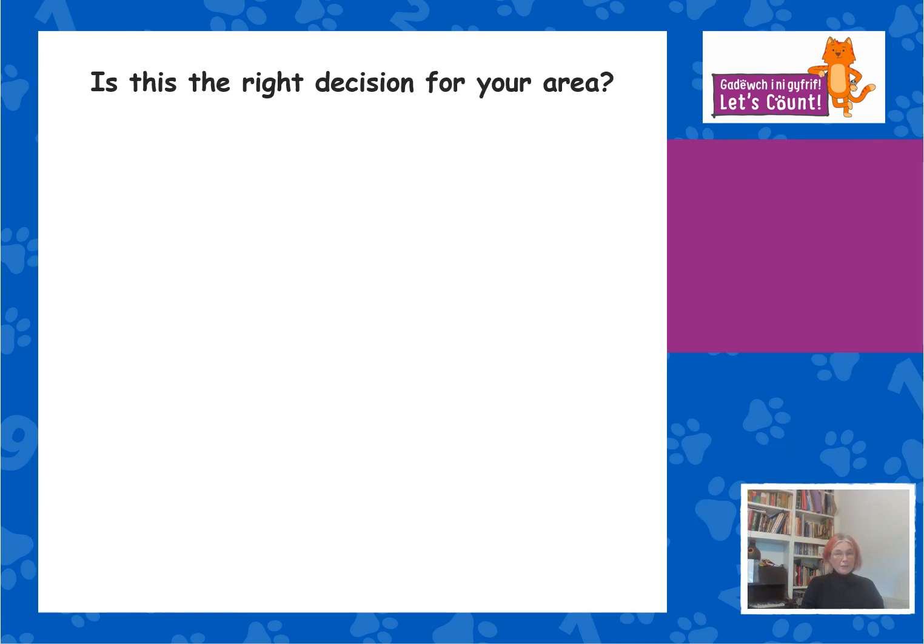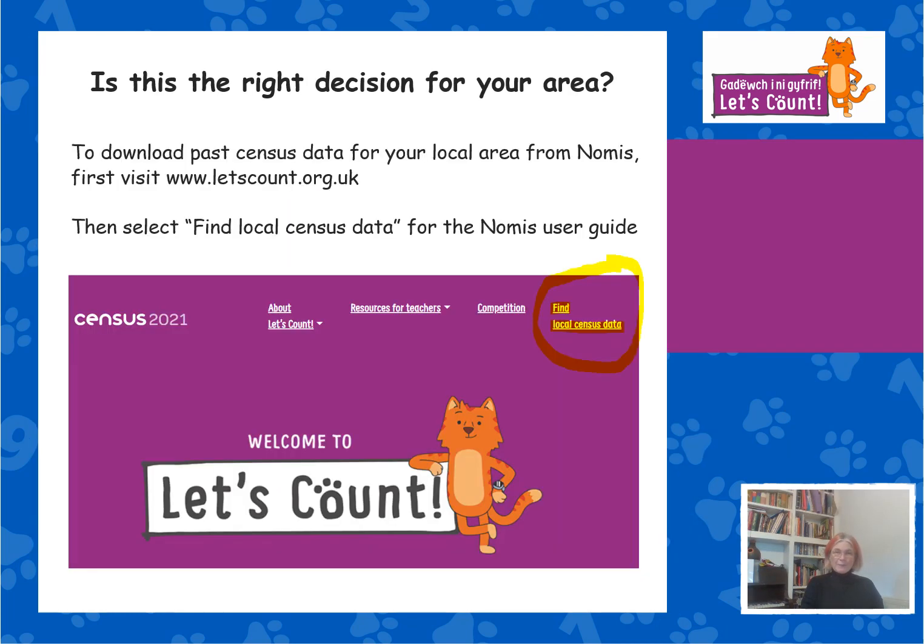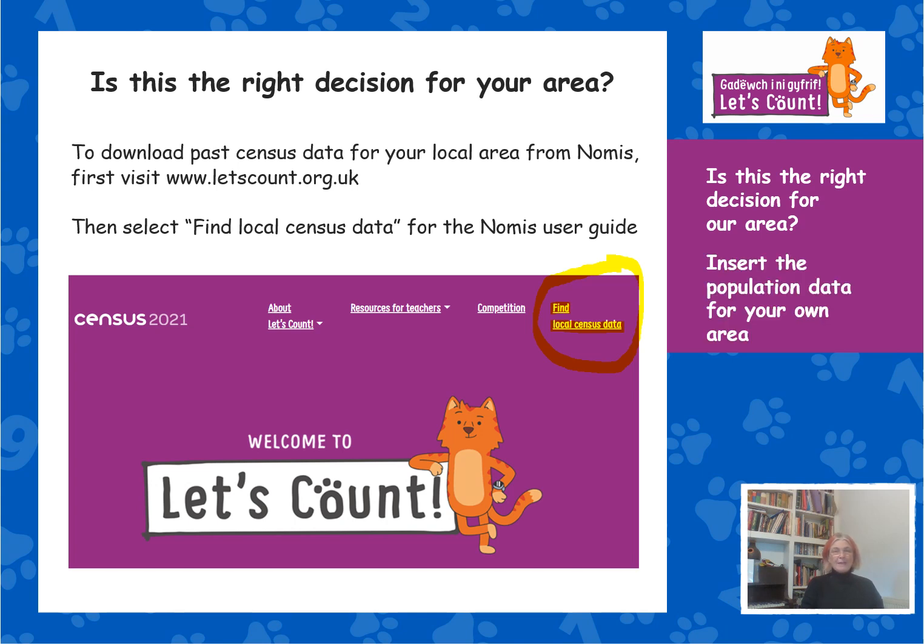What about where you live? Use the NOMIS website to find the data about the ages of people who live in your area and decide whether your decision is still the right one now you know about the ages of the population in your area.